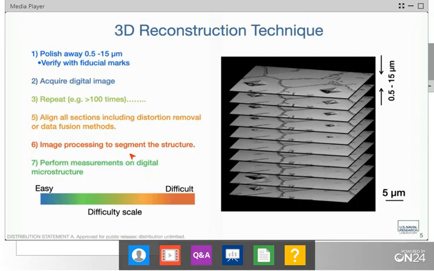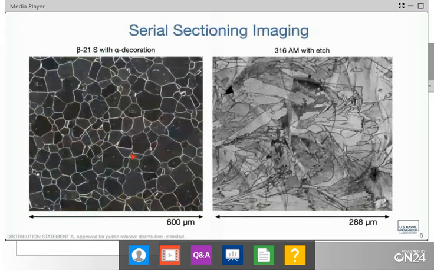So I'm going to give you an example. And here are 2 micrographs. On the left is beta 21S, where we've decorated all the grain boundaries with alpha, and we've been able to etch that using a chemical etch. And you can see that we can fairly clearly identify nearly all the boundaries. Notice we don't get all of them, but this is an exceptional case.